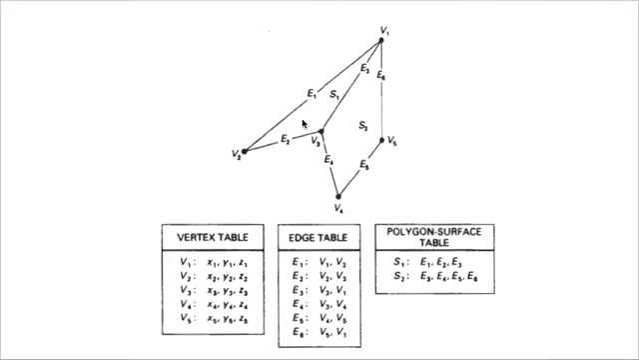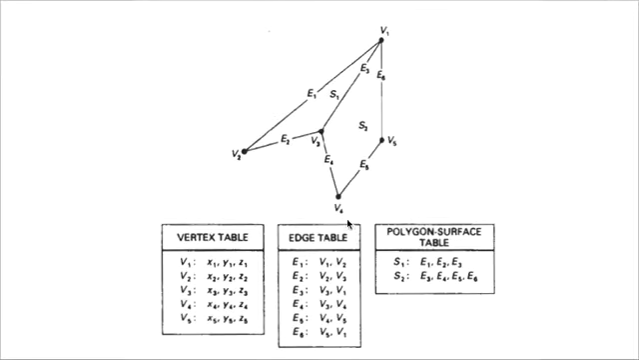So for this polygon, you have three tables, three lists, which store the geometric information. That is the vertex table. The vertex table contains the vertex information. This polygon has vertices v1, v2, v3, v4 and v5. So v1 has the coordinates x1, y1, z1. v2 has the coordinates x2, y2, z2. Similarly, all the information about the vertices is stored in the vertex table.